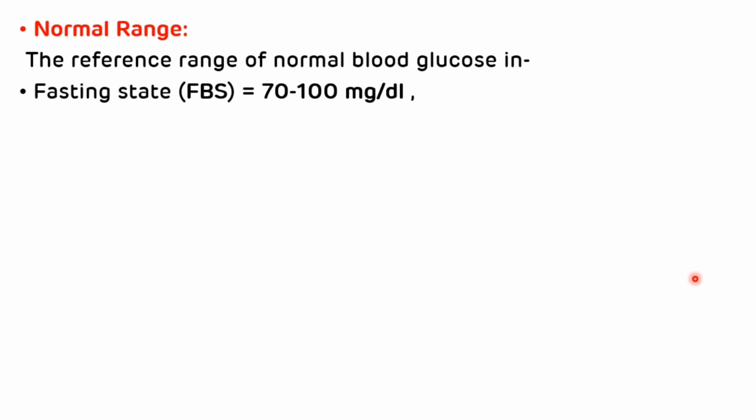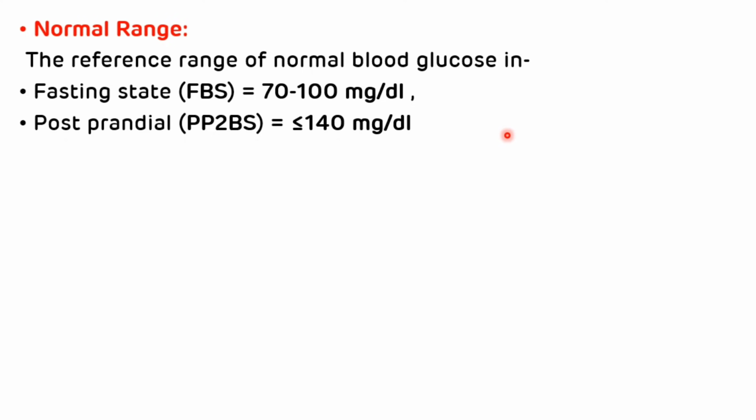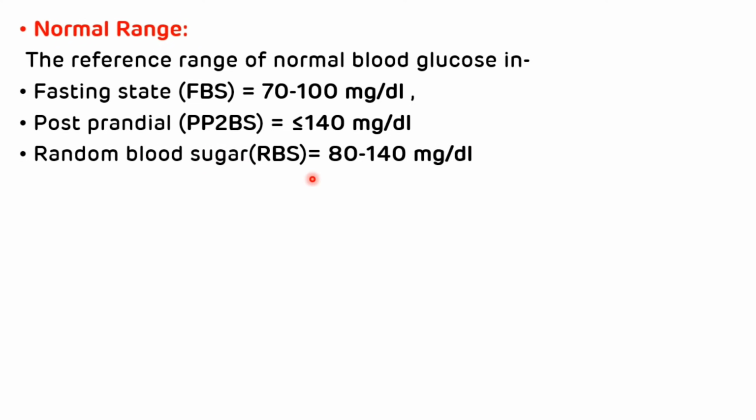So the normal value for the fasting blood glucose is 70 to 100 milligram per deciliter. For the postprandial blood sugar, it is less than or equal to 140 milligram per deciliter. And for the random blood sugar, it is 80 to 140 milligram per deciliter. So these are the various normal ranges of the blood glucose. You have to remember these normal ranges. It is frequently asked in a VIVA as well as in the theoretical exam.